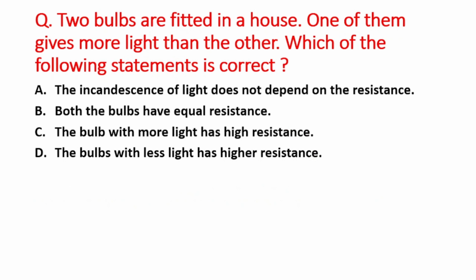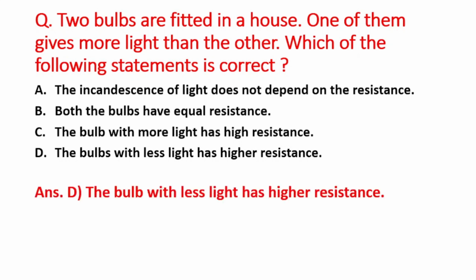Next question is two bulbs are fitted in a house. One of them gives more light than the other. Which of the following statements is correct? A option is the incandescence of light does not depend on the resistance. B option is both the bulbs have equal resistance, C option is the bulb with more light has high resistance and D option is the bulb with less light has higher resistance. So the right answer is option D, that is the bulb with less light has a higher resistance. It is a very general question guys.